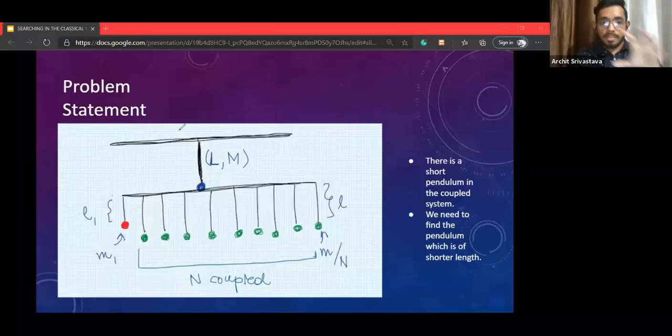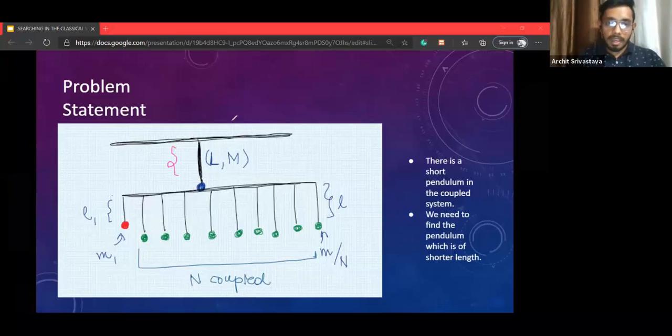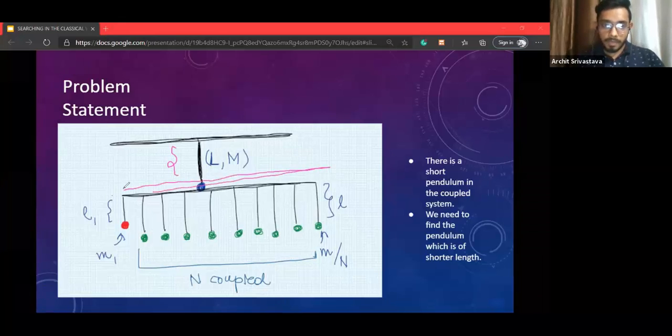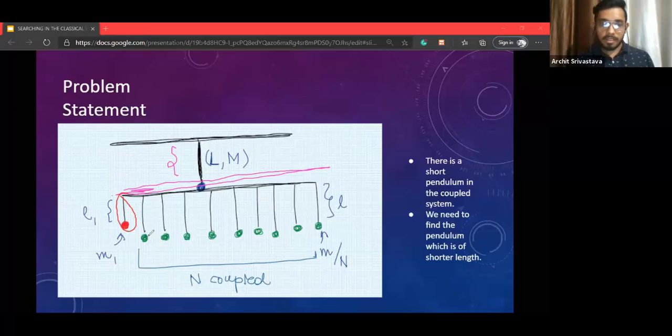What this problem, or the research paper that is at its heart, wants to explain is that there is this support pendulum, and it has n pendulums which are coupled to this support pendulum. What is happening in this problem is that out of n pendulums, we have one little pendulum which is of a shorter length, and all the other pendulums are of the same length and same mass.